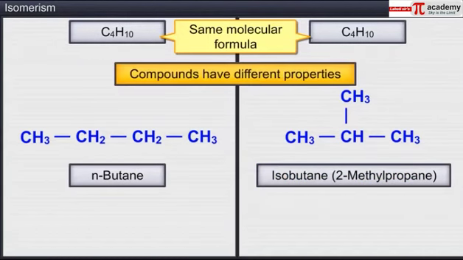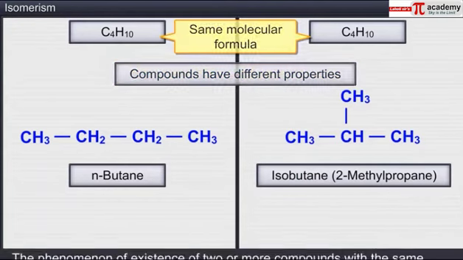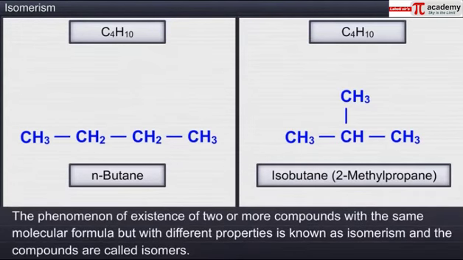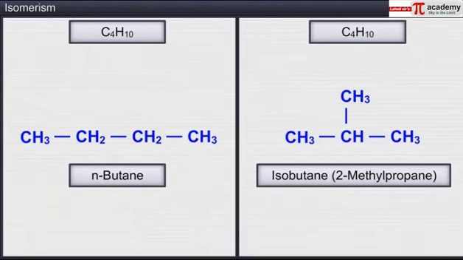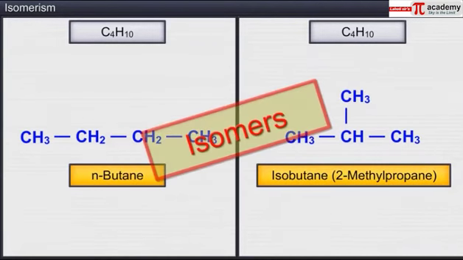Both these compounds have different properties. The phenomenon of existence of two or more compounds with the same molecular formula but with different properties is known as isomerism, and the compounds are called isomers. Thus, n-butane and isobutane are isomers.